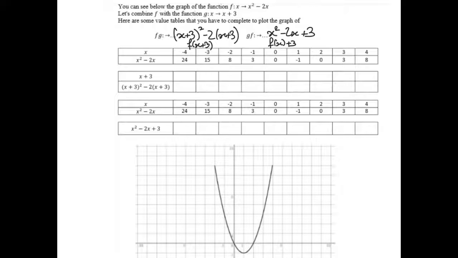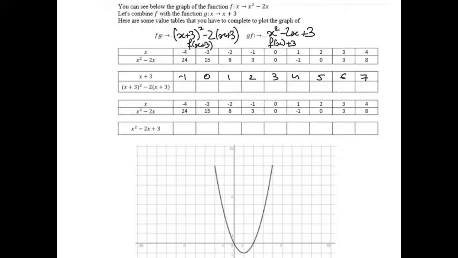So let's now try and find out about the graph of f of x plus 3. So we need to work out the value of the function for x plus 3. We are going to fill in this row before to say that for each value of x, what is the corresponding value of x plus 3. So we are going to get minus 1, 0, 1, 2, 3, 4, etc.